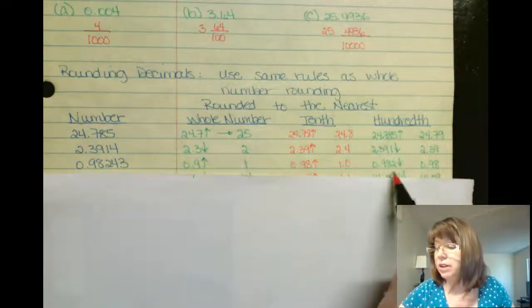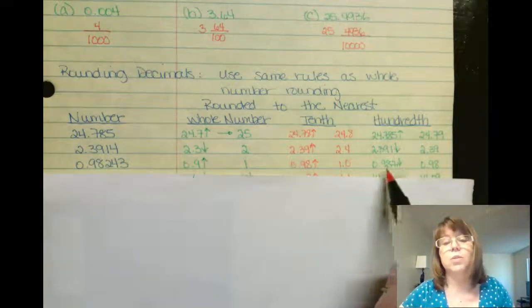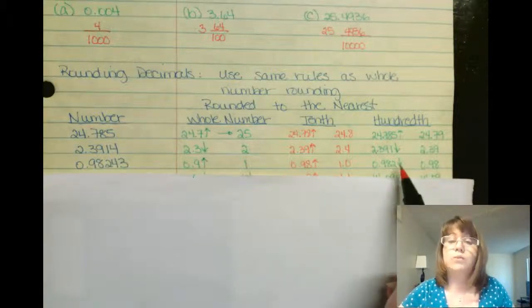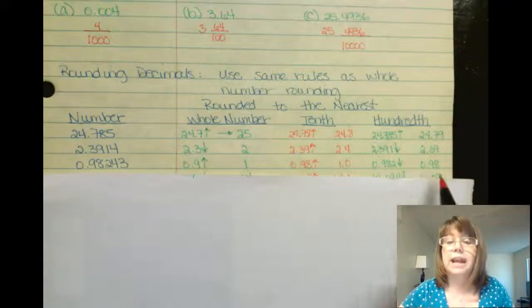And then for the 100th, I look at the 2, so 0.982. 2 is less than 5, so I round down. So my rounded solution is 0.98.